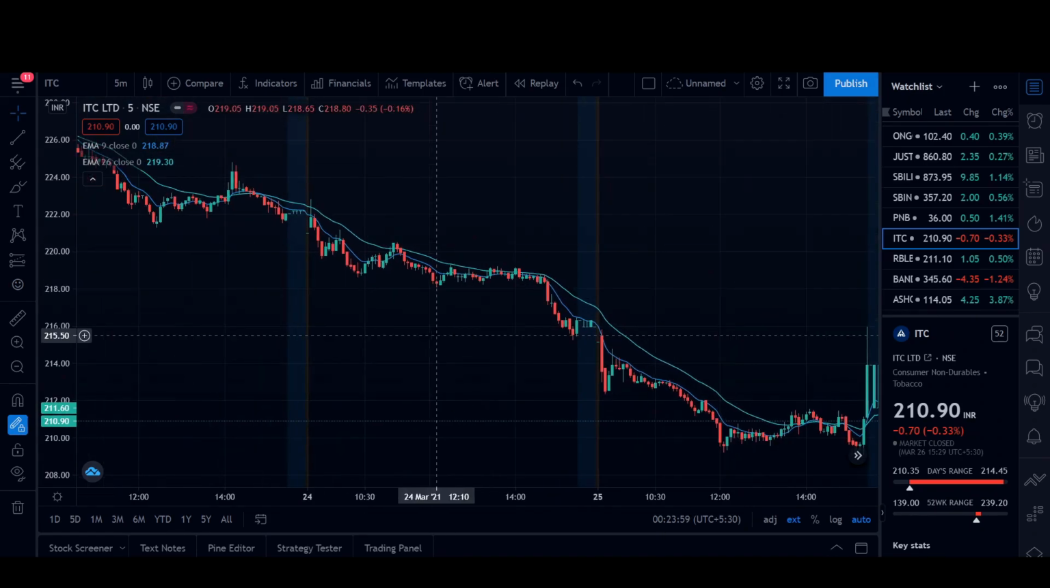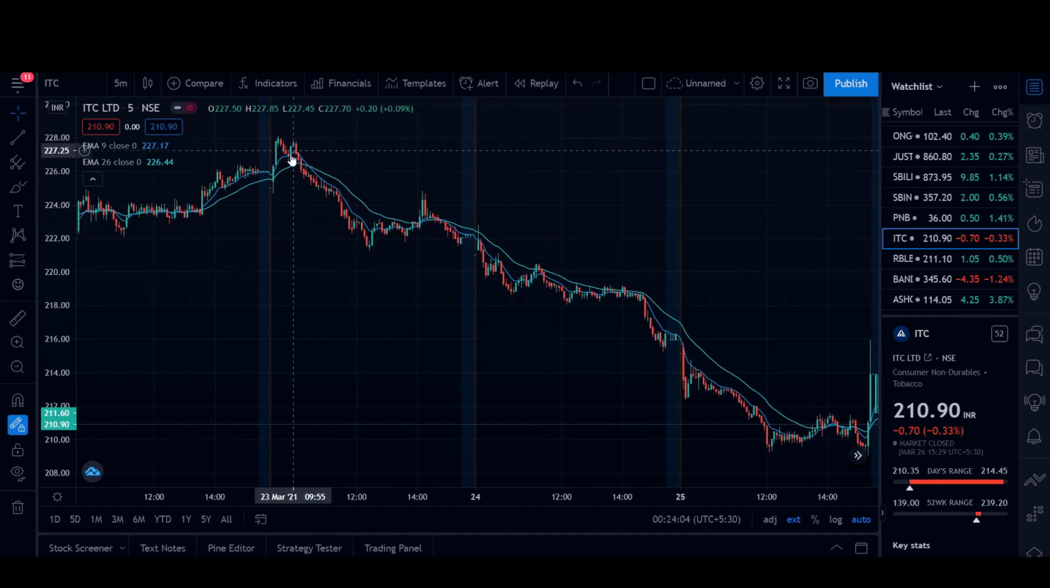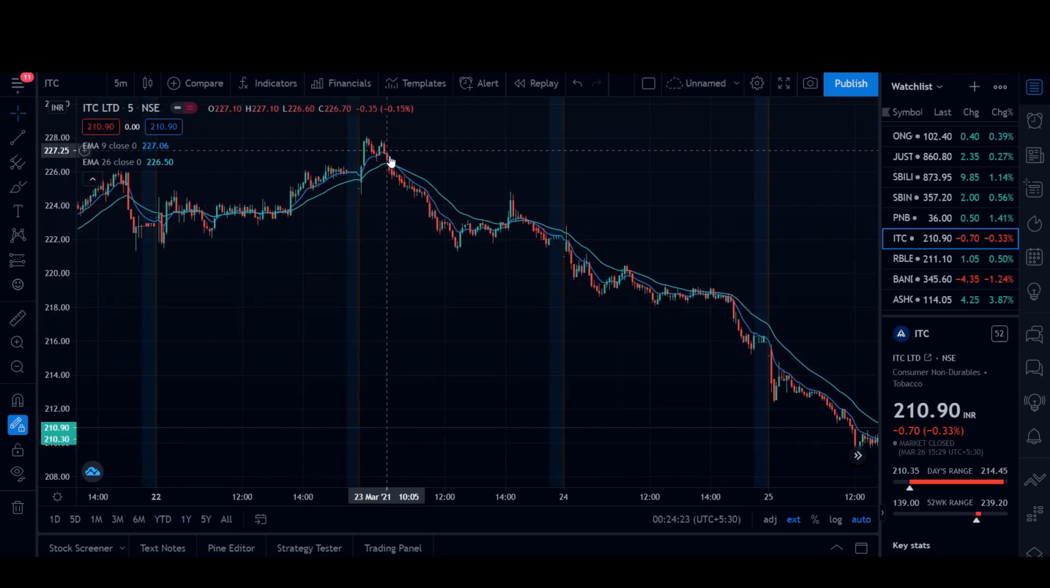So again, when the 9 EMA cuts the 26 EMA from above, when the smaller EMA cuts the bigger EMA from above, it generates a sell signal, as we can see right here. If you would have shorted this stock from around 226 at 10:10 in the morning, it generated a sell signal here.